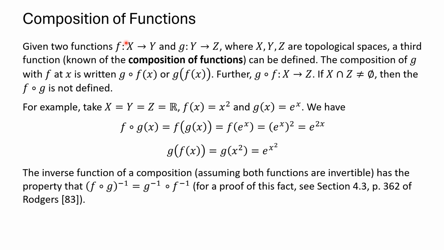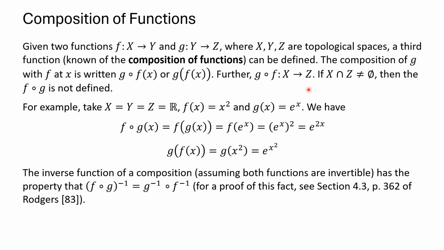Given two functions, f that maps from X to Y and g that maps from Y to Z, where X, Y, and Z are topological spaces, we can define a third function known as the composition of functions. The composition of g with f at x is written g of f of x, or sometimes this notation here. This is a little more explicit because it's emphasizing that you evaluate f at x, and then whatever the output is, which would be in Y, then g takes that and maps it to Z. So g of f maps from X, your initial input, and then you eventually end up with an element in Z.